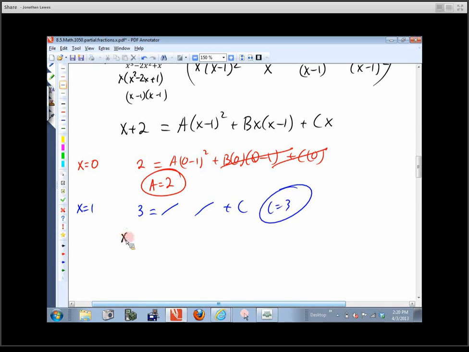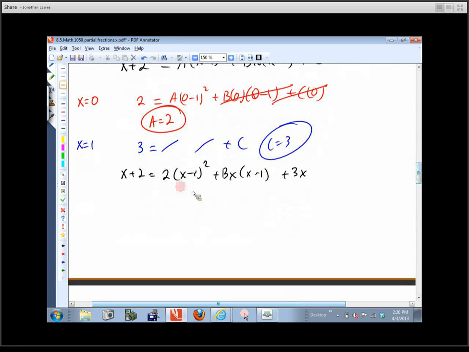So I'm going to take this side, and here's what we're going to do. I'm going to write x plus 2, and then I'm going to plug in the parts that I know. I know that a is a 2, right? I don't know what b is, or if it even exists yet. And I do know that c is 3, so this is going to be 3x. With me there?